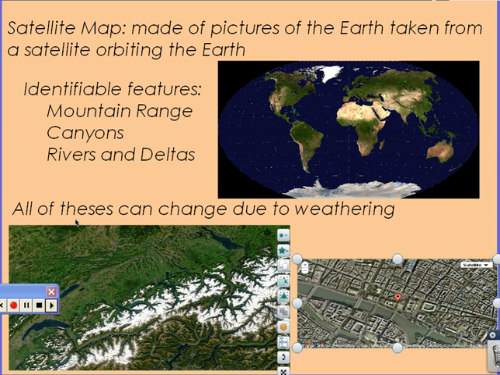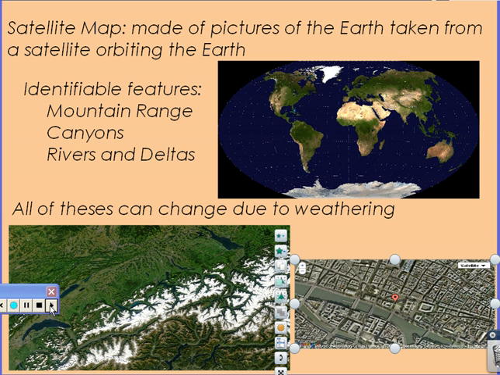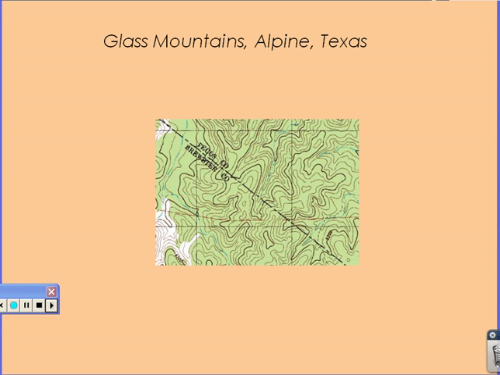But you have to remember that although we can identify features like mountain ranges, canyons, rivers and deltas, cities, and even deserts or grasslands, all of these can change due to weathering. Now, if you remember from last year, if you had me, we spent a lot of time on weathering. So weathering is anything to do with wind, water, or ice. And then we also have erosion forces that are at work here changing these maps. So let's take a look.